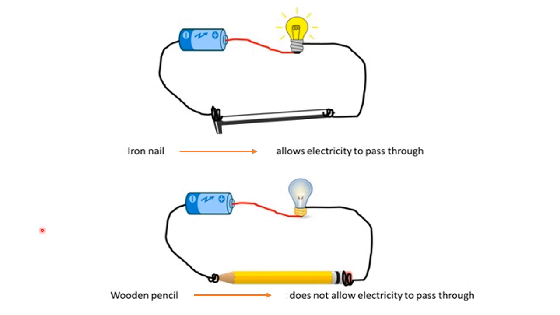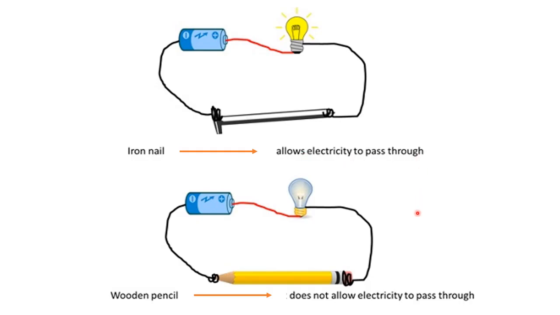Students, the same setup which was represented in the form of a circuit diagram is to be used here. Once again, this is the cell, a bulb, and the connecting wires with two metallic clips. Here, in the first case, an iron nail is placed in between the two clips. We can observe that the bulb is glowing. It means that the iron nail allows electricity to pass through it.